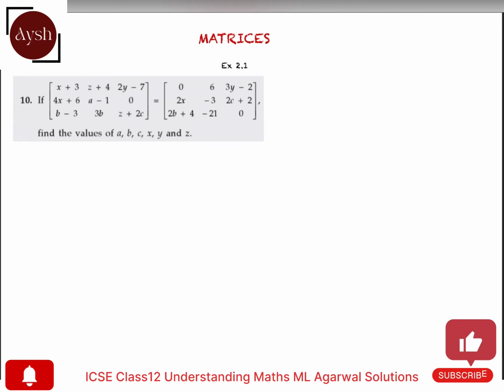Hi students, ICSE Class 12 matrices exercise 2.1 la 10th sum. So 10th sum வந்து if ஒரு equal matrix கொடுத்திருக்காங்க, find the values of a, b, c, x, y and z.